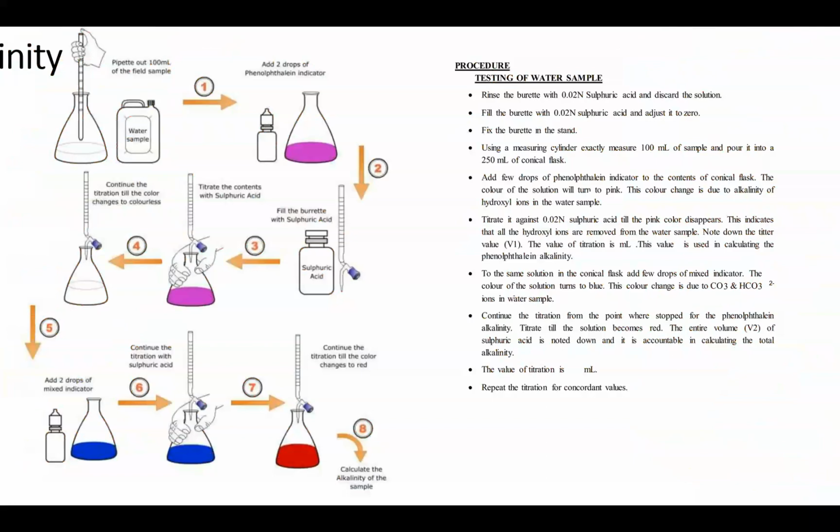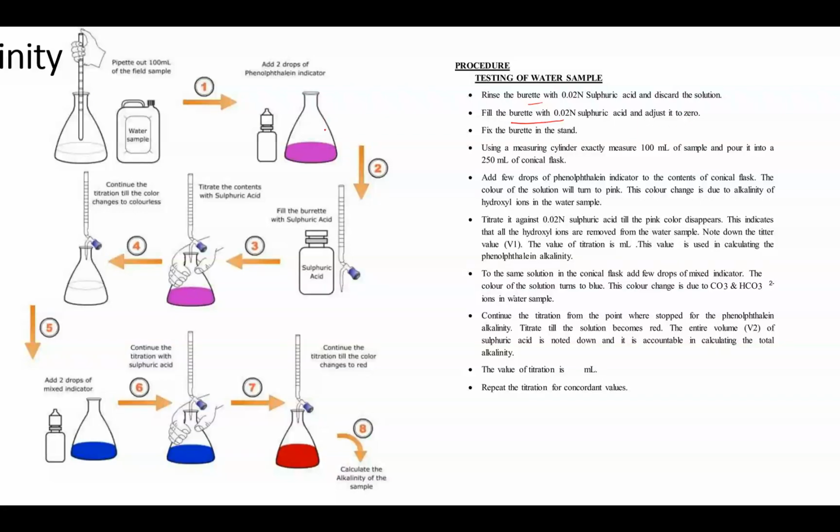Okay, so next is the alkalinity. Alkalinity is similar to what we did in the first one. We are using different chemicals, but we are using titration only to find the alkalinity of the sample. First you take the burette and clean it with sulfuric acid, that is the initial step. Then you take the water sample, fill the burette with 0.02 sulfuric acid, adjust it to 0, and fix the burette in the stand.